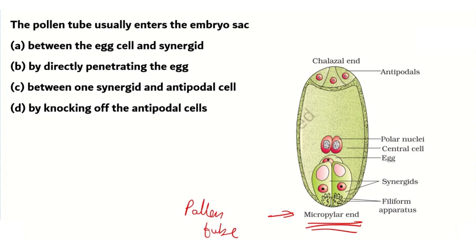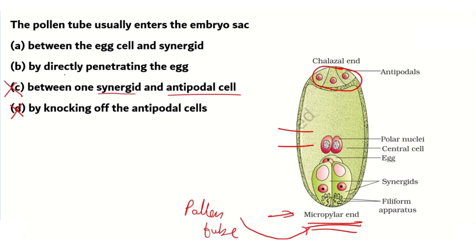Option D is by knocking off the antipodal cells. Now remember, the antipodal cells are at the chalazial end, while the pollen tube enters through the micropylar end. So this option D is incorrect. Now what about option C, between one synergid and antipodal cell? First of all, that's not possible because the synergids and the antipodals are opposite to each other. And suppose that meant through the side walls of the embryo sac, then that is also not possible because the pollen tube always enters through the micropylar end. So option C is incorrect.